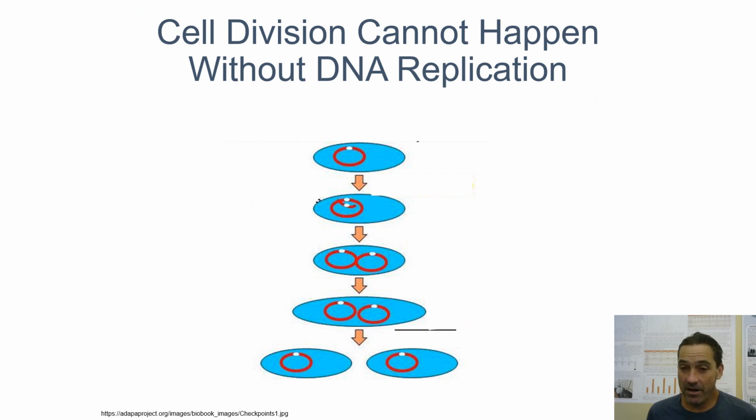And so cell division cannot happen without DNA replication. Now for cyanobacteria, a single cell will double itself 2 times a day. So in the morning you might have 1 cell, but by the end of the day, if it has everything it needs, that 1 cell will turn into 4 cells.